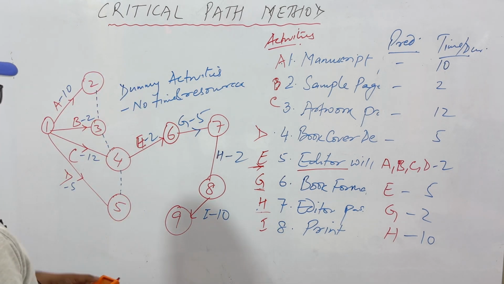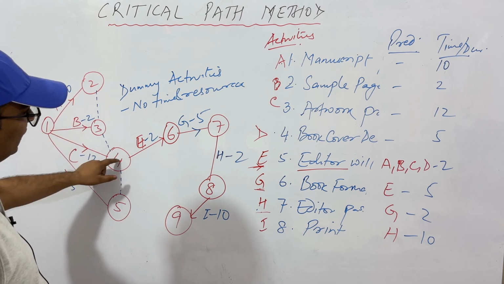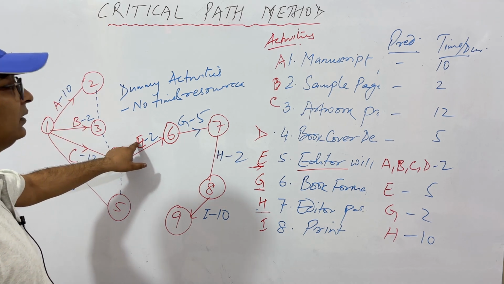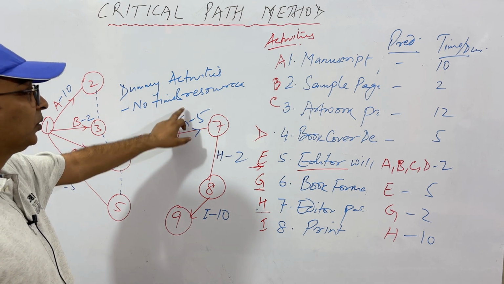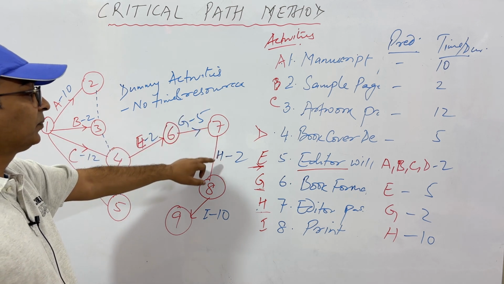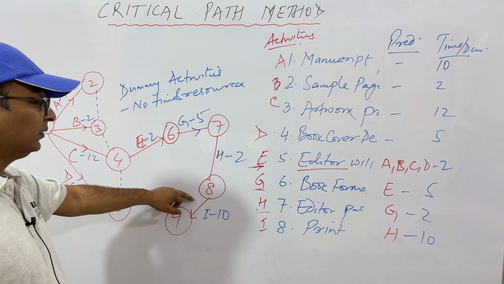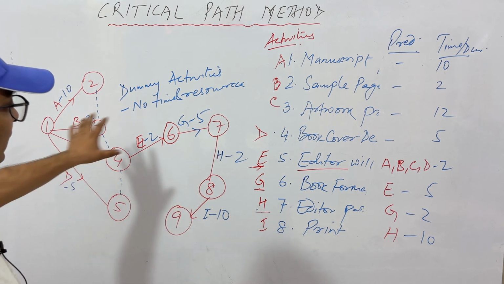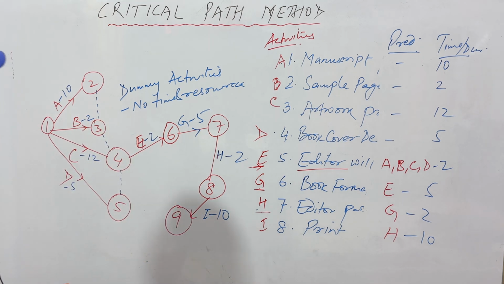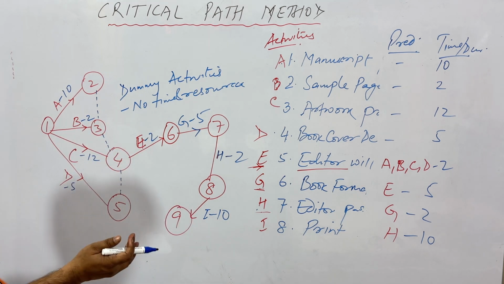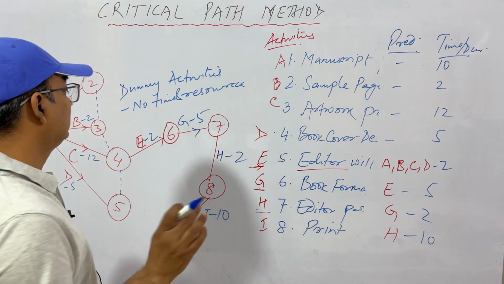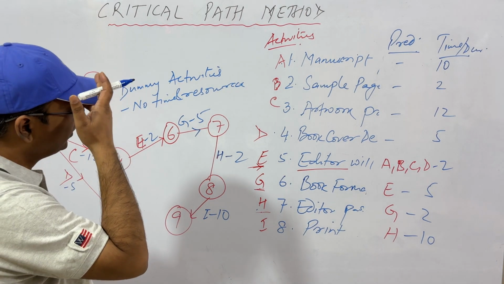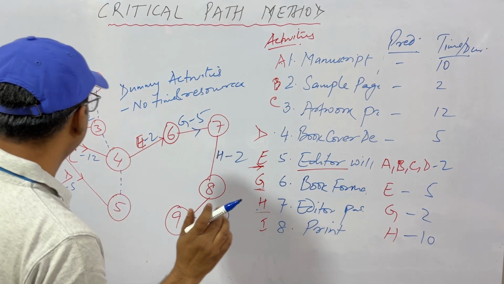Clear? These four activities need to be done. Then the first activity is editor passing all these, which will take 2 days. Then book formatting 5 days. Then the editor passing it again 2 days, and then finally printing 10 days. Clear? What is the total time taken to complete this project? It is the longest path. If you calculate the time requirement for the longest path, that is it.